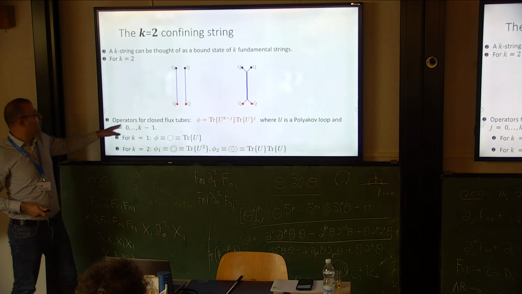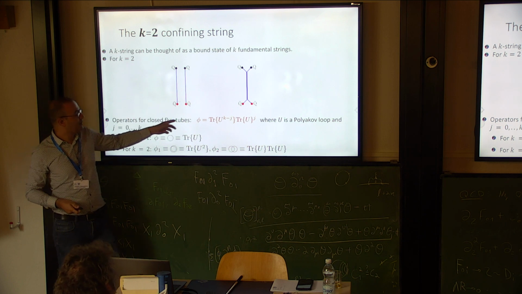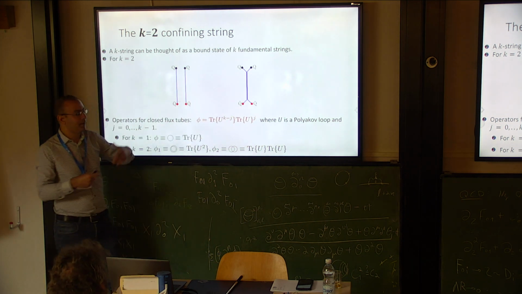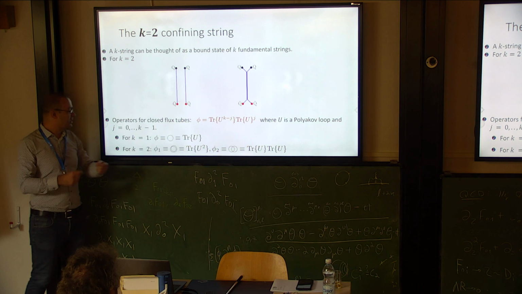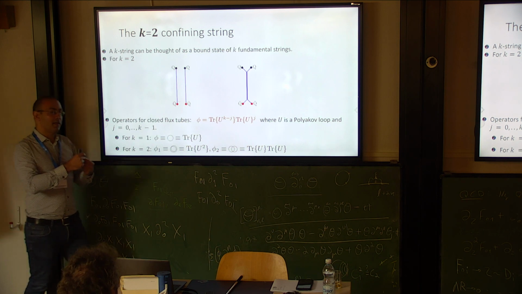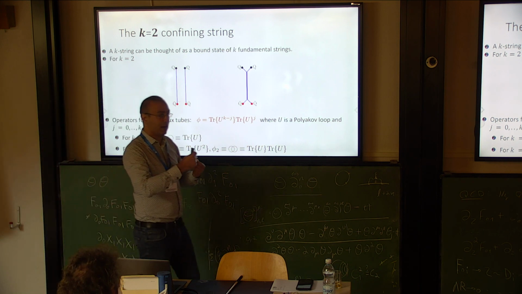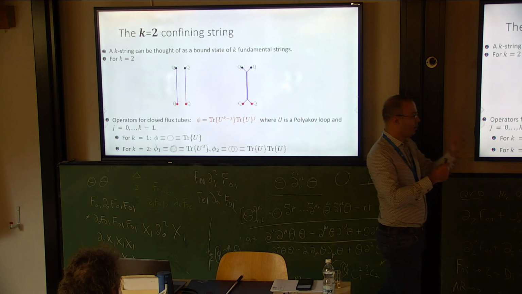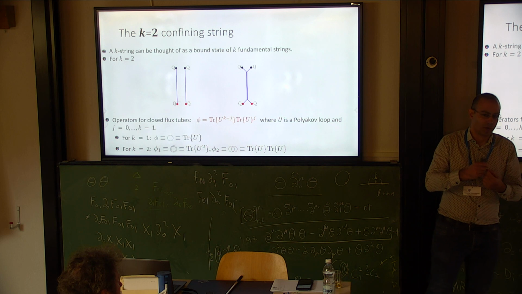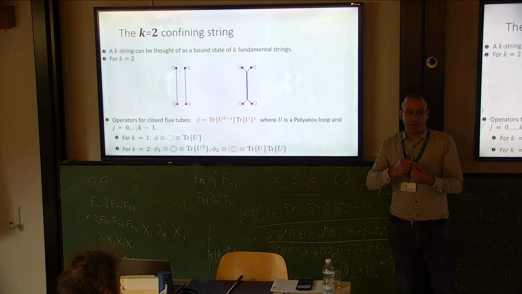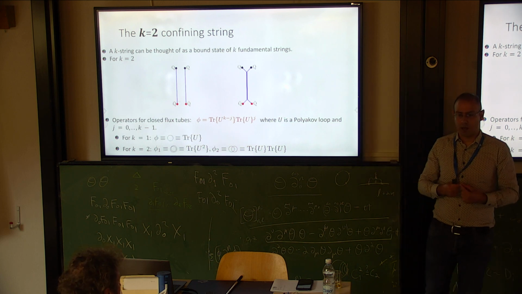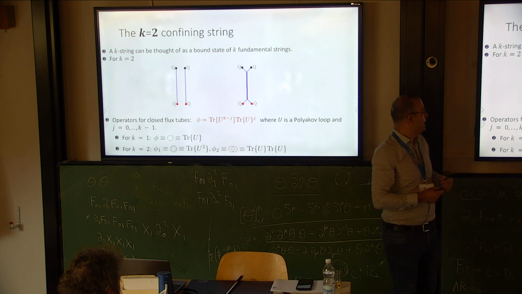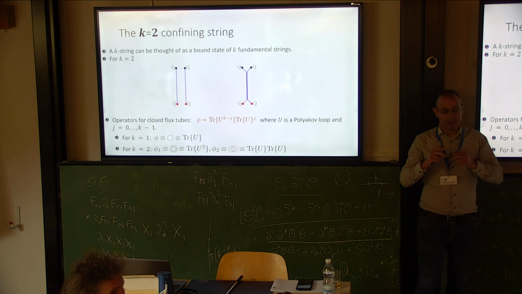Now, the operators for closed flux tubes can be calculated using this formula here. Forget about the formula, we just tell you that for K equals 1, the simplest way to construct an operator that projects onto the K equals 1 state is by creating a Polyakov loop that winds only once around the torus. Now for K equals 2, there are 2 ways.